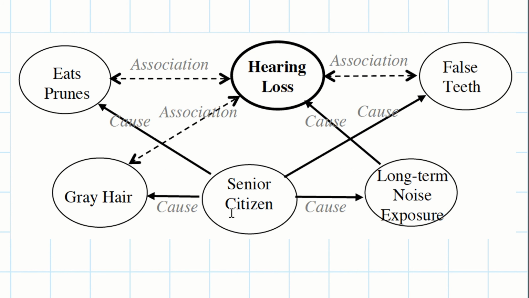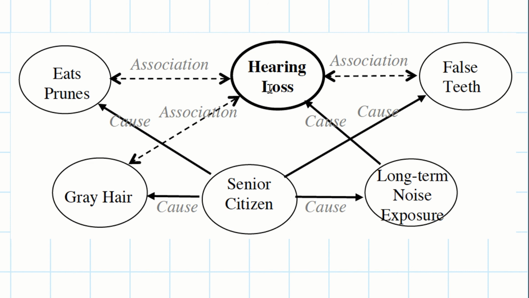But you're looking at this and you can say senior citizens tend to have more false teeth, right? And false teeth is associated with hearing loss. So the more false teeth you have, the more likely you are to have worse hearing. Clearly, the false teeth or eating prunes are not causing the hearing loss, right? It's just the fact that you're a senior citizen. Senior citizens are more likely to have gray hair. That does not cause hearing loss.